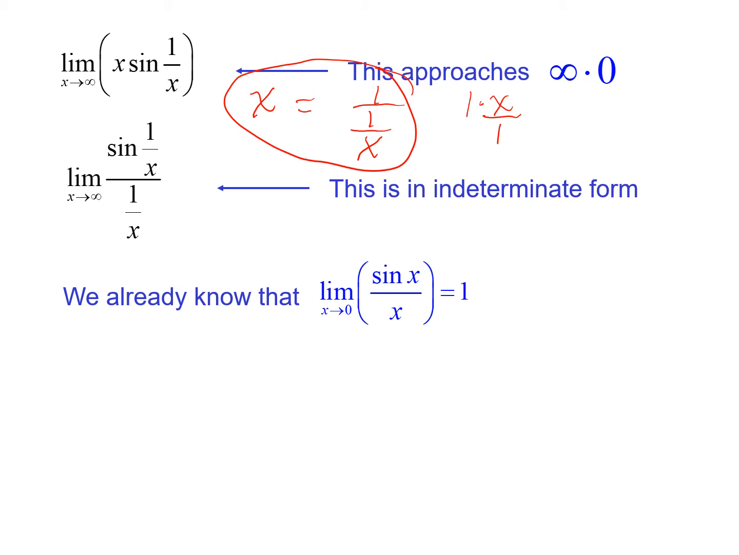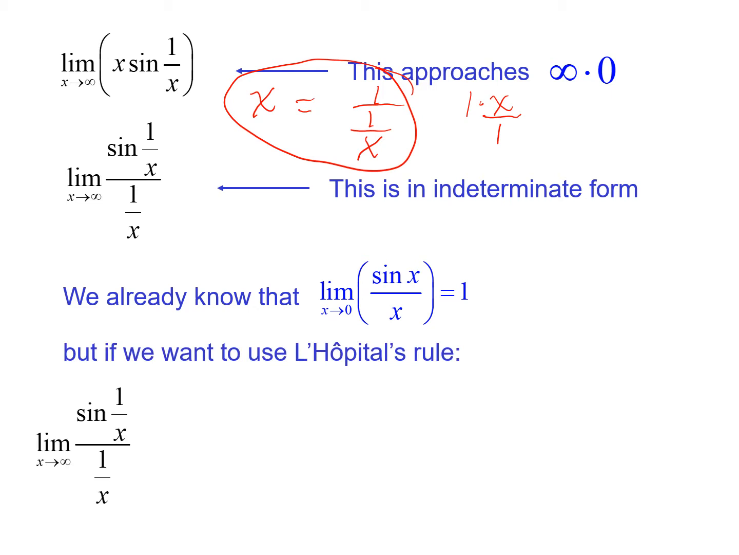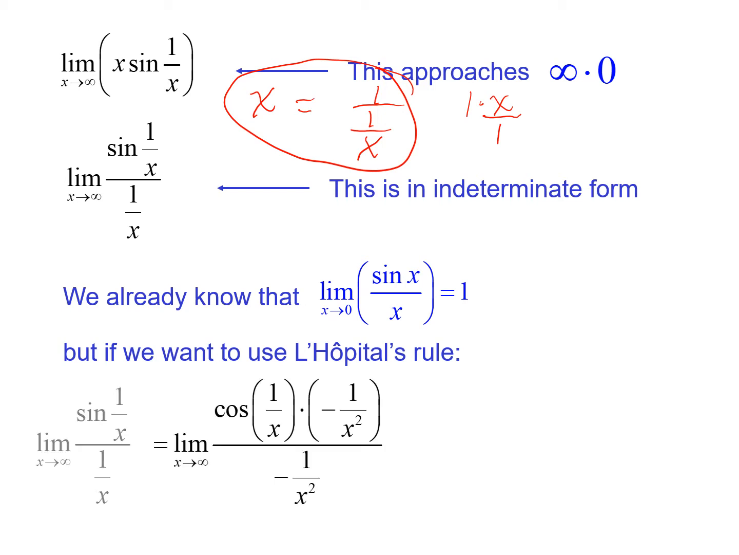Now we know from before that this is equal to 1, but let's just prove it using L'Hopital. So we're going to take the derivative of the numerator and divide it by the derivative of the denominator. When I took the derivative of sine of 1 over x, I had to use the chain rule. The negative 1 over x squared terms will cancel each other out. And now I have the limit as x approaches infinity of cosine of 1 over x. The limit of 1 over x as x goes to infinity is 0. So I have the cosine of 0, which is 1.